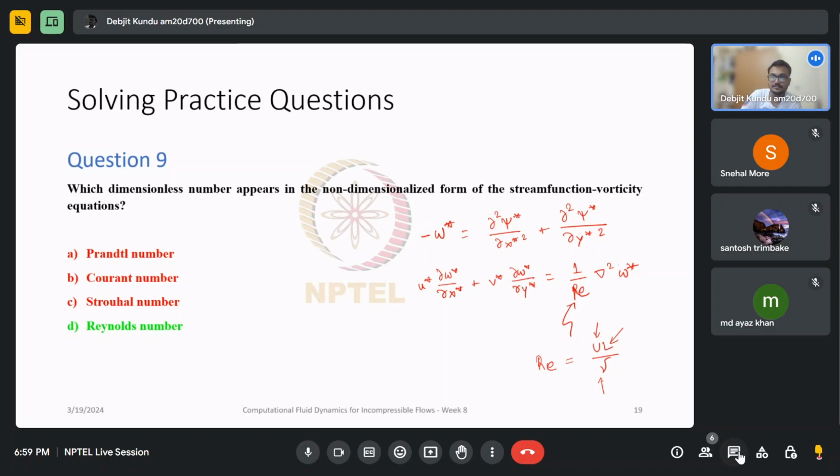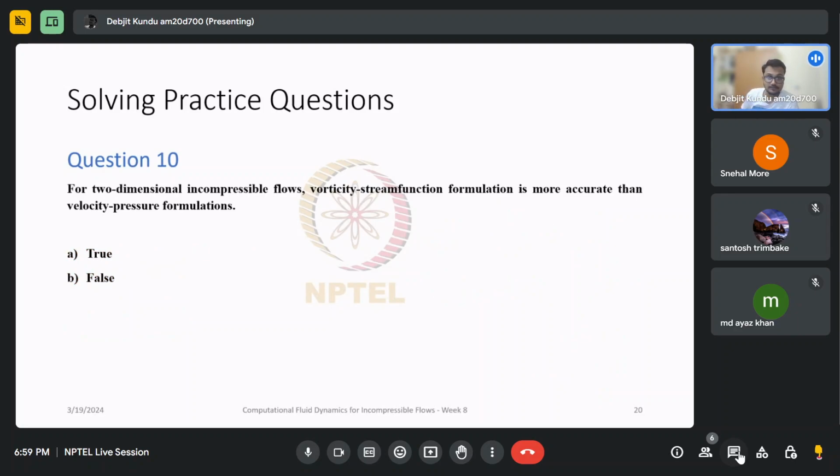Any questions on this? It was a simple one. Okay, so let's move on to the last question of today's session, which is a true or false type of question. So you need to read the statement and figure out whether it's true or false. The statement goes like, for two-dimensional incompressible flows, vorticity stream function formulation is more accurate than velocity pressure formulations. Is it true or false?